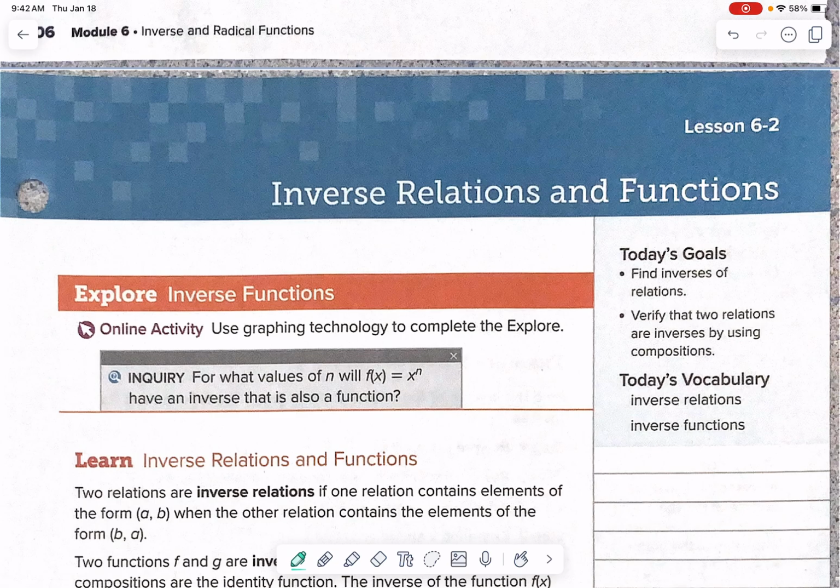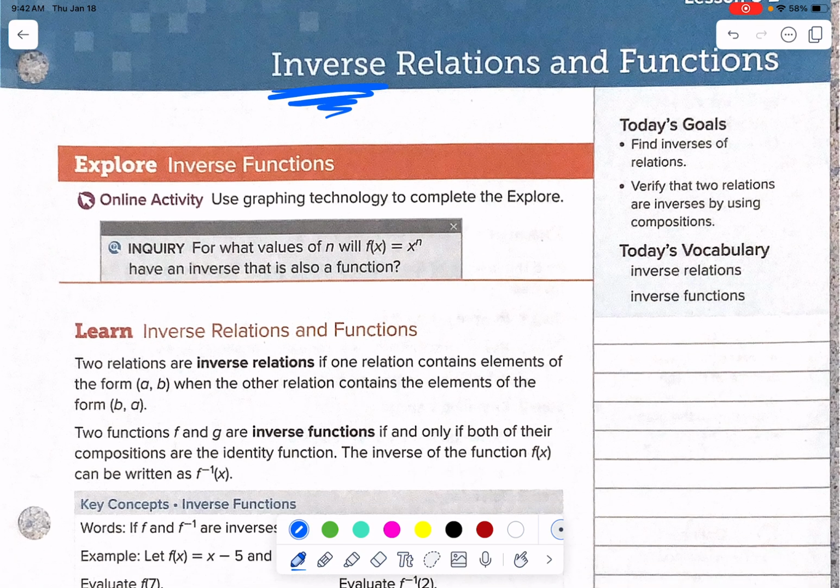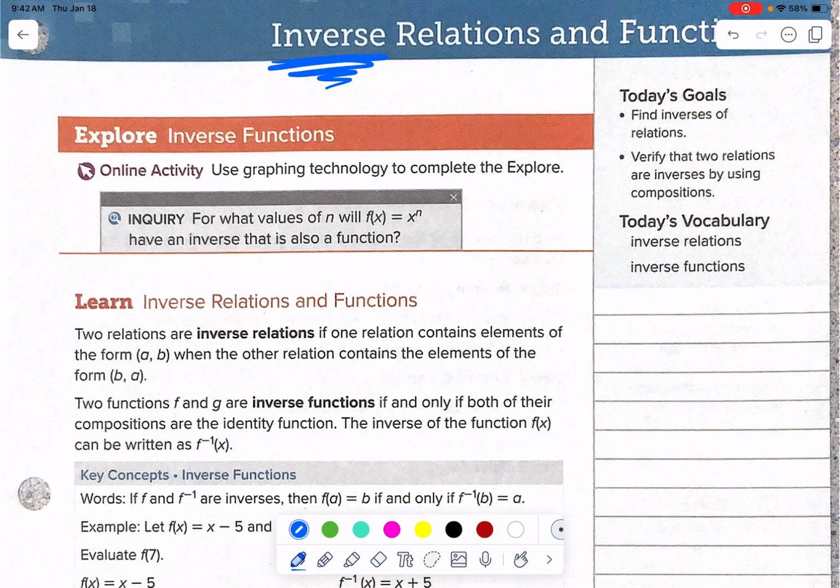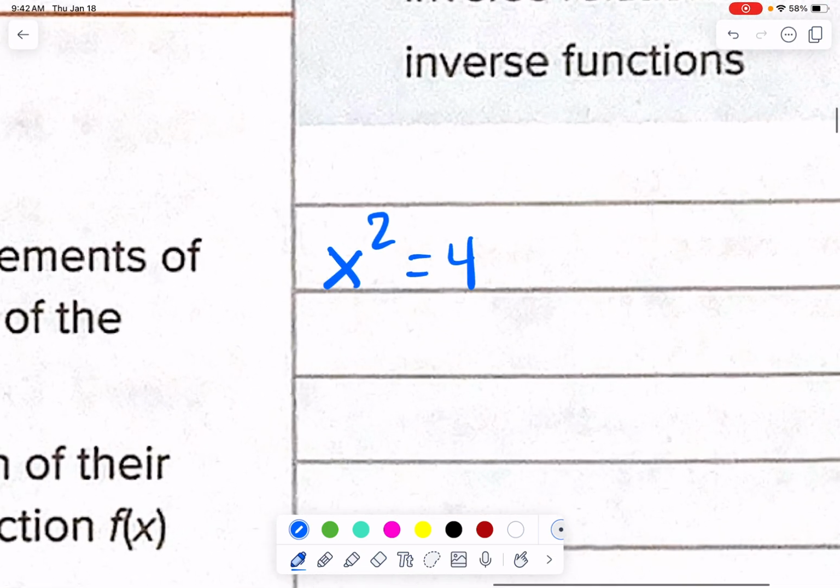6-2 is what we're going to do today, and this is all talking about inverses. And I'm not sure if you guys had inverses. I'm sure you probably did in Algebra 1. But inverse functions have to do with, let's say we have x squared equals 4, and we are trying to undo the x squared to solve for x. We would apply what's called the inverse, and we would take the square root of each side, and then we would solve for x, and x is plus and minus 2 and all that good stuff.